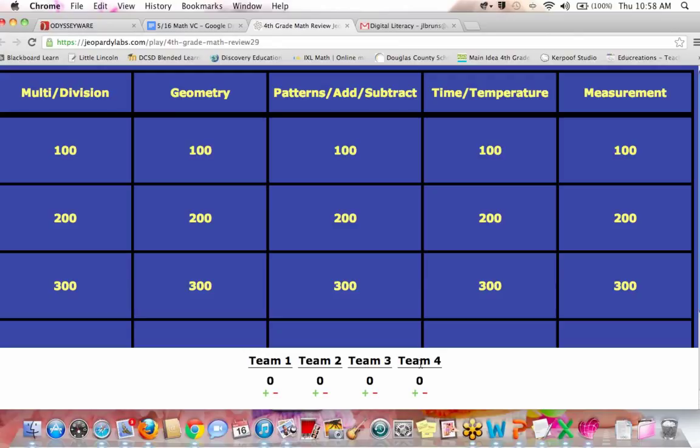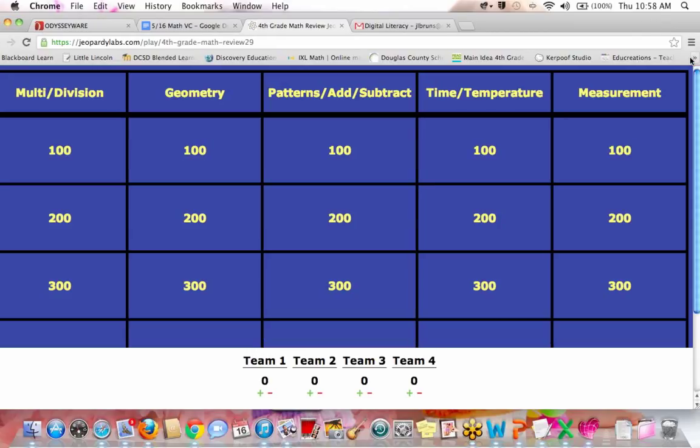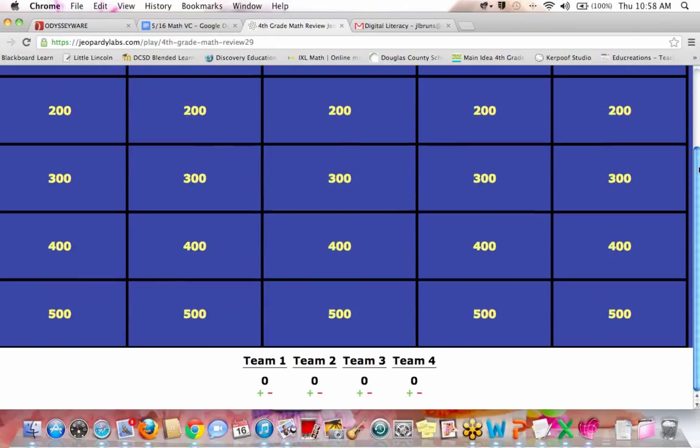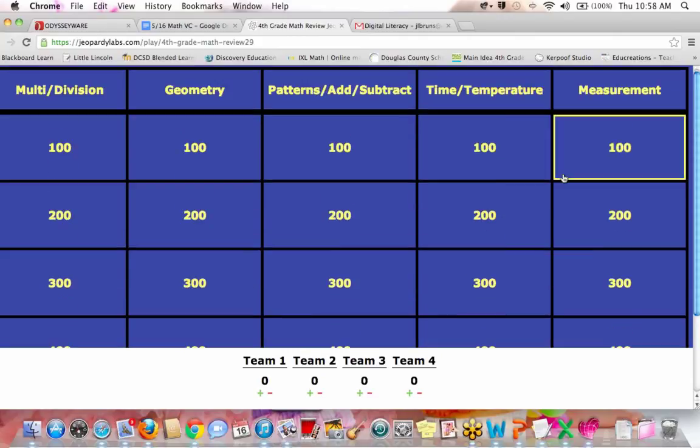Our categories for today are multiplication and division, geometry, different patterns that you see when you're adding and subtracting, time and temperature, and then measurement. And then you can't see them, but there are $400 and $500 questions as well. But I'm gonna keep it on the categories so that you can see what we're doing. Okay, so I'm gonna flip my imaginary coin and see who goes first. Will, you're up.